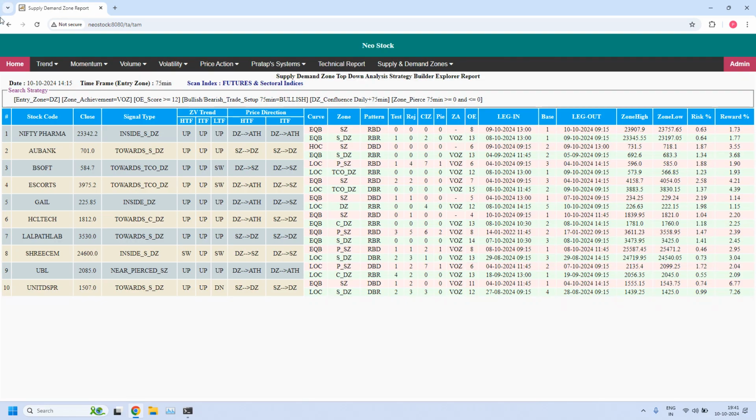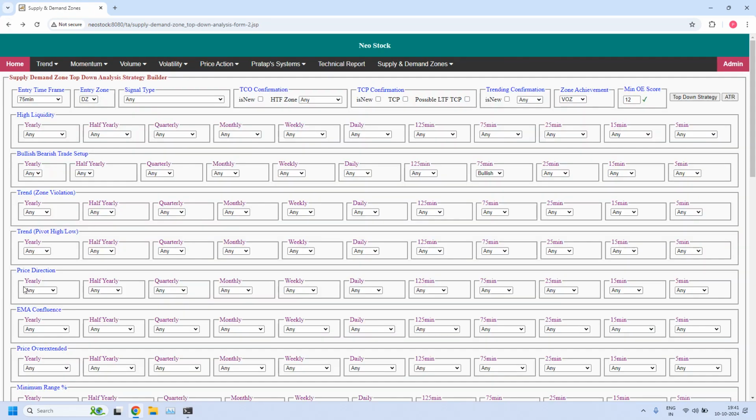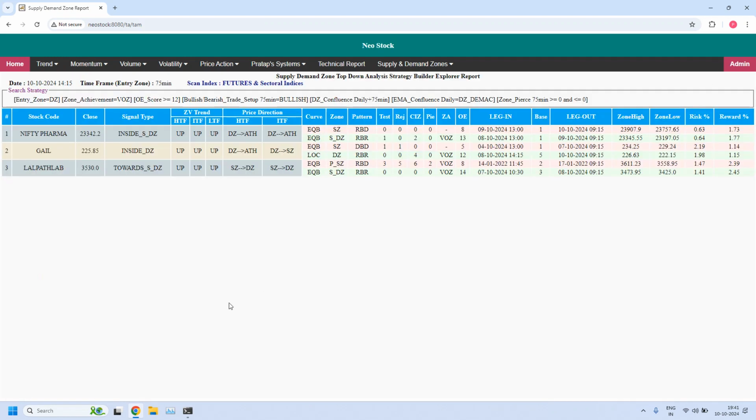Let's filter, because the daily trend is uptrend, that is ITF trend. So EMA confluence, daily time frame, daily demand zone with daily EMA confluence. How many stocks support? 3. So these 3 stocks are high probability setup.